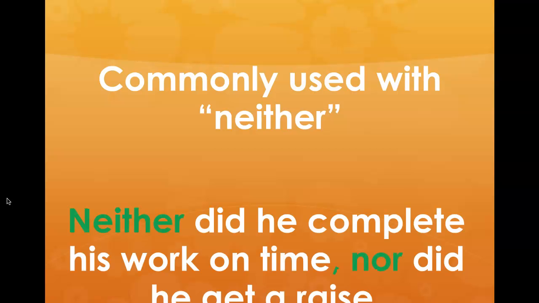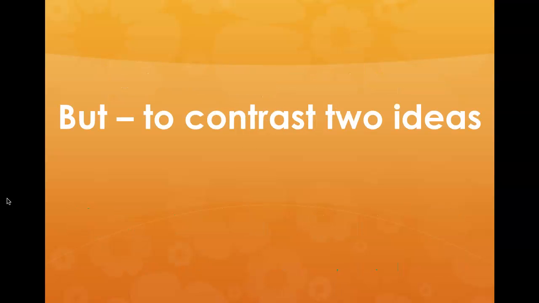This is also commonly used with neither nor. Neither is also automatically negative, so it messes with the grammar. Neither did he complete his work on time, nor did he get a raise. So again, this simply means he did not complete his work on time and he did not get a raise. But we have to mess with the grammar. Neither takes away the NT from didn't, so it becomes did, and did and he switch places. Neither did he complete his work on time, nor did he get a raise.